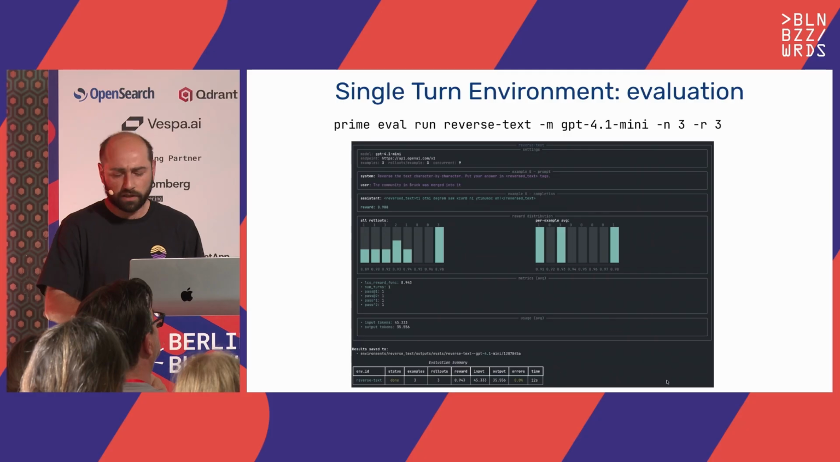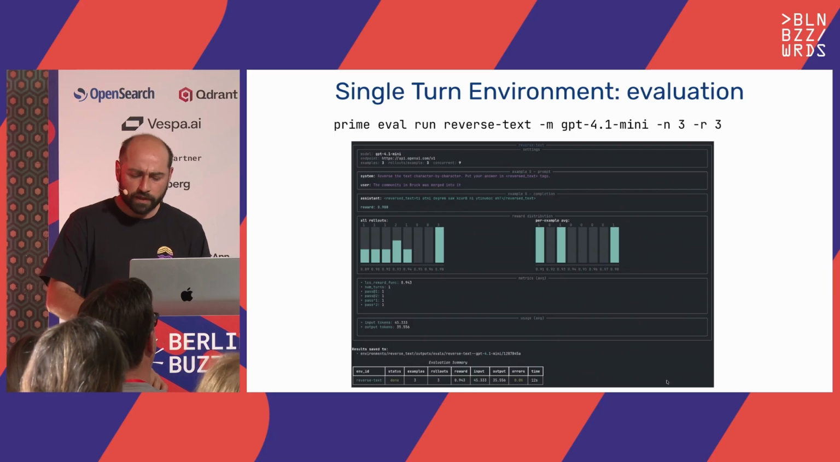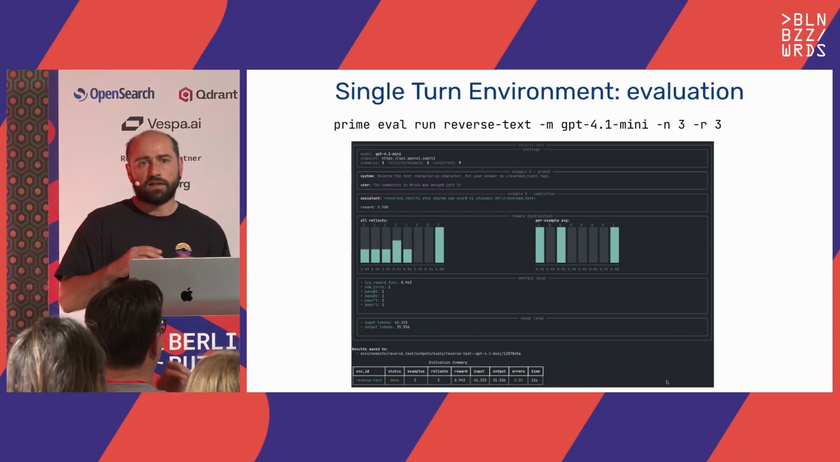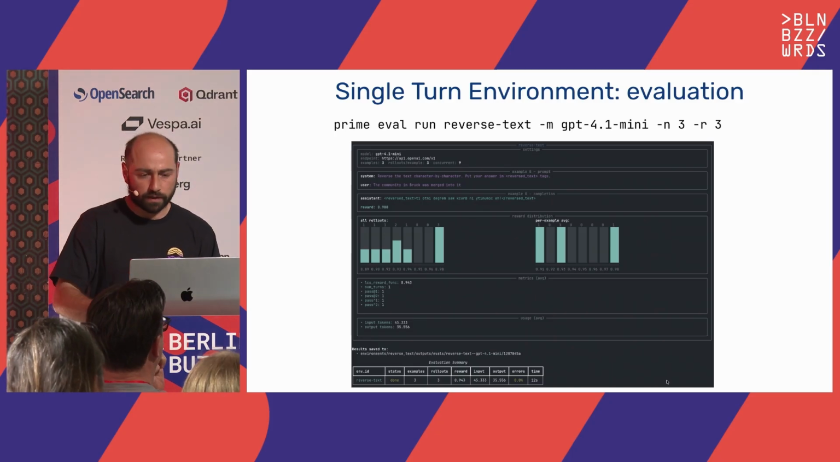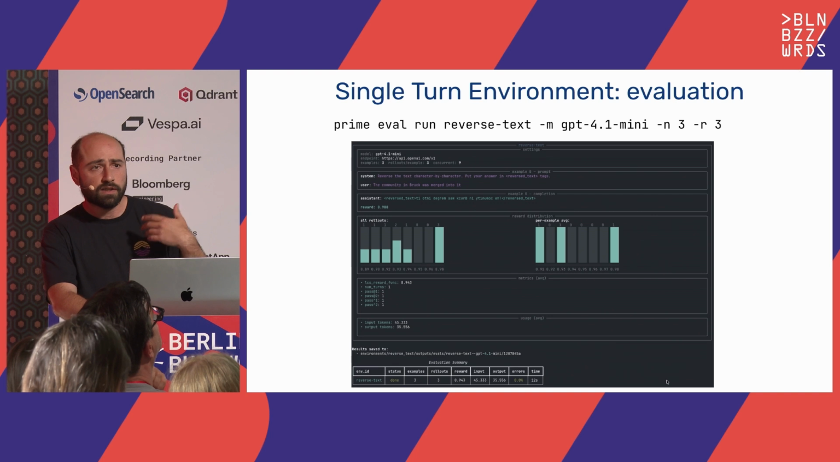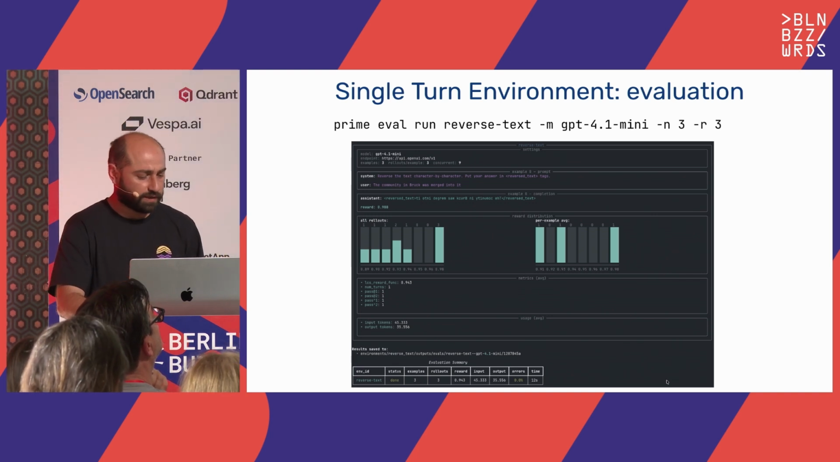So when we run this command, basically these examples are extracted from the dataset, a prompt is prepared for the model, and then we have the task executing. We get a response from the model. This is parsed, rewards are computed, and finally we get summary statistics.